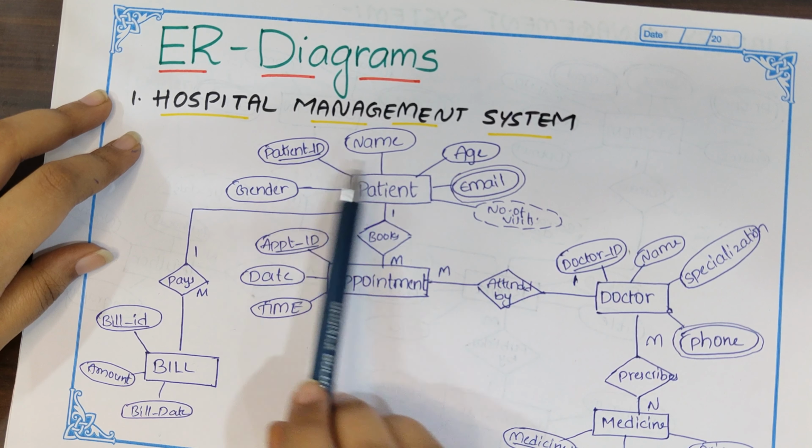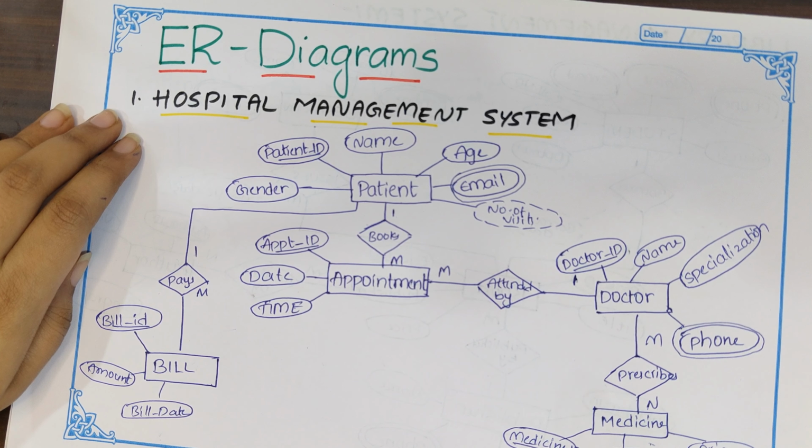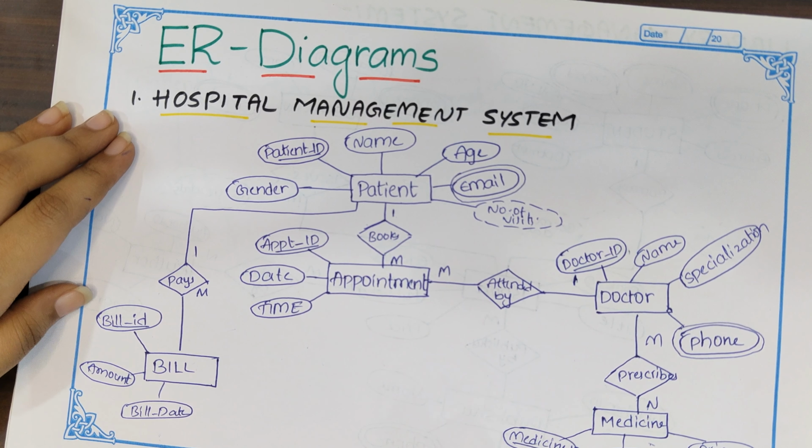And then the relation attended by doctor. Many appointments will go to a single doctor, right? So a doctor will have its specific attributes like doctor ID, name, specialization, and phone number. Phone number will be multivalued, and doctor ID will be represented in the form of underline because it is a key attribute. And doctor will prescribe medicines. When the person consults many doctors, they will give many medicines, like an M to N relationship. It prescribes medicines. And medicine name, medicine ID, and price. Medicine ID will be unique, so it is represented in the form of a key attribute.